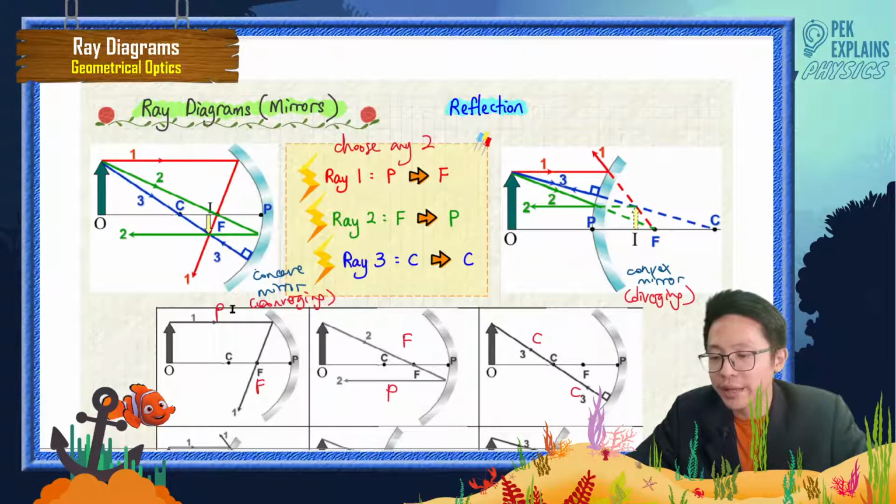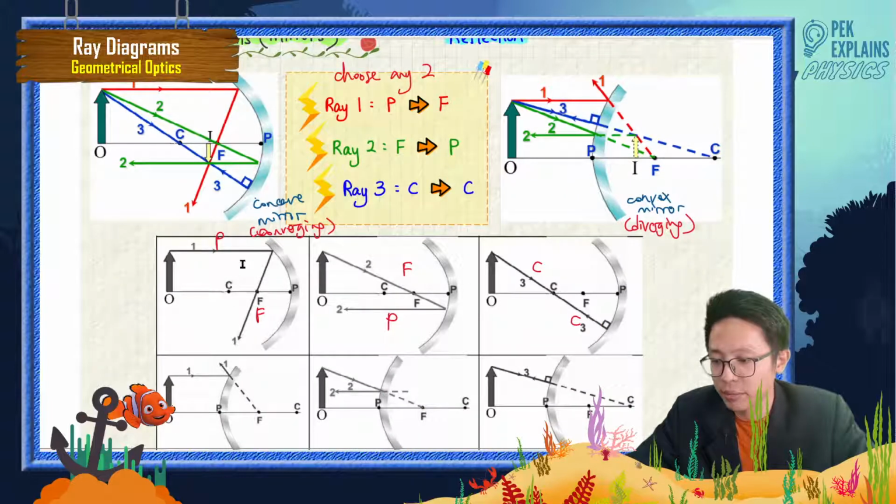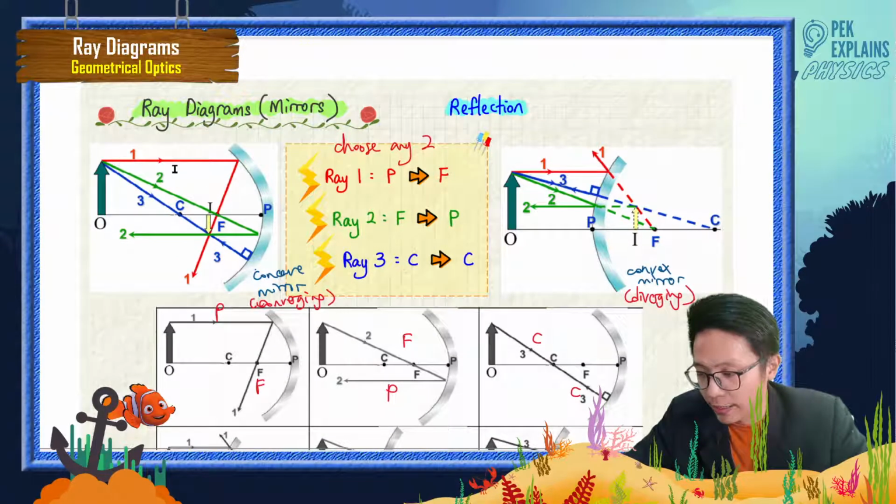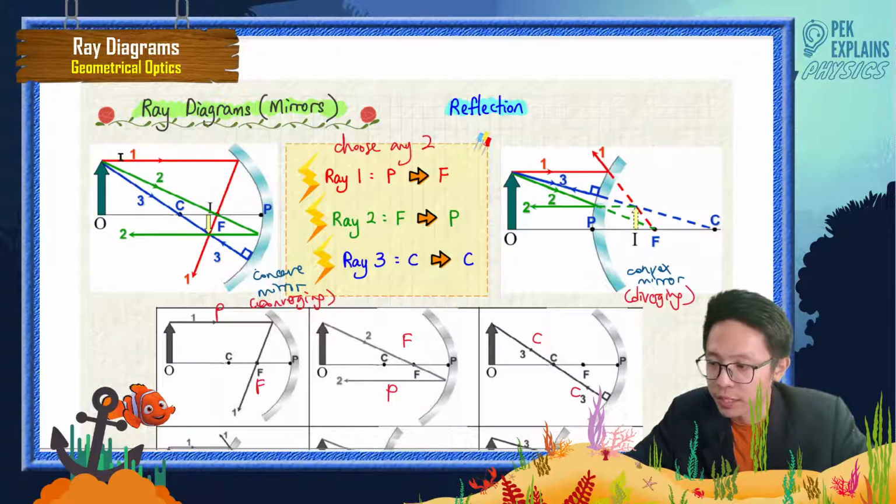You choose either of these 3 rays. Maybe you choose the first ray and the second ray, and then you can get the image for the concave mirror. This is the first ray, the red one: parallel, going to the focal point. The second ray goes through the focal point and diverges parallelly. The last one, ray 3, the blue one, passes through the center of curvature and is reflected back along the same path.